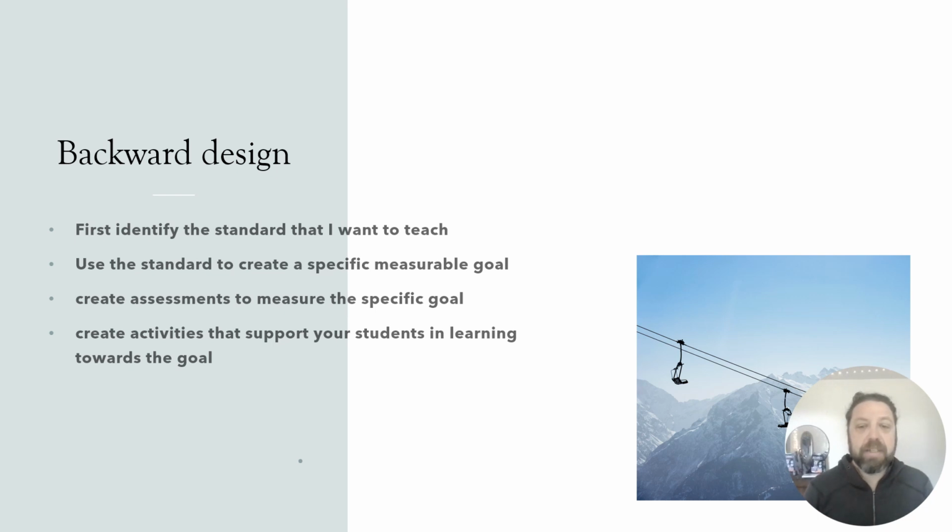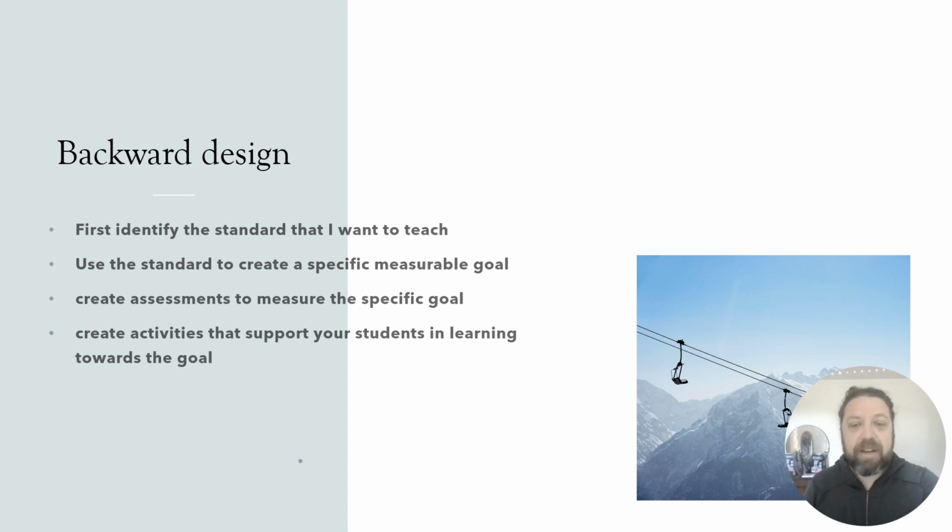One of the best ways to do this is to use the principles of backwards design, as outlined by Wiggins and McTighe in their book Understanding by Design. Using this process, it's going to be standards oriented. We're going to identify the standard that we want to teach. We're going to use the standard to create a specific measurable goal. We're going to use that goal to create our assessments, to measure the specific goal. And then we're going to create our activities that support our students in learning towards that goal.